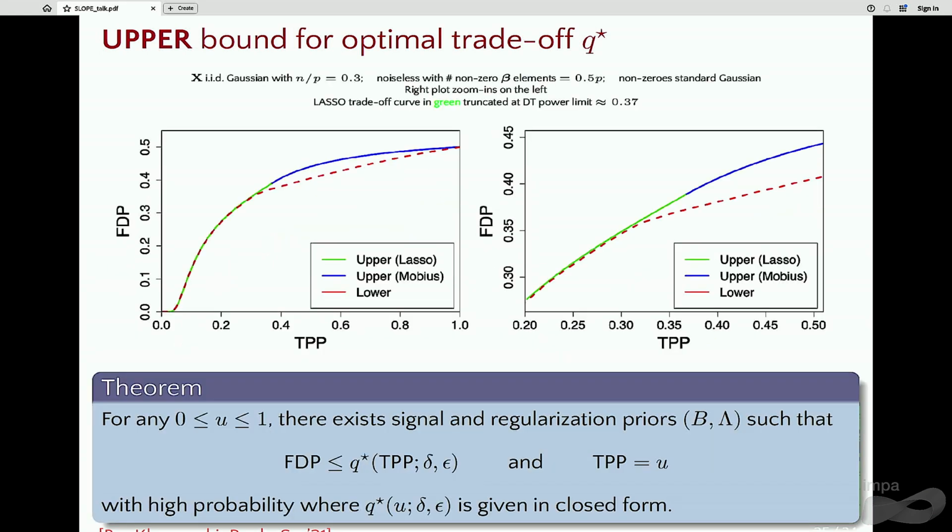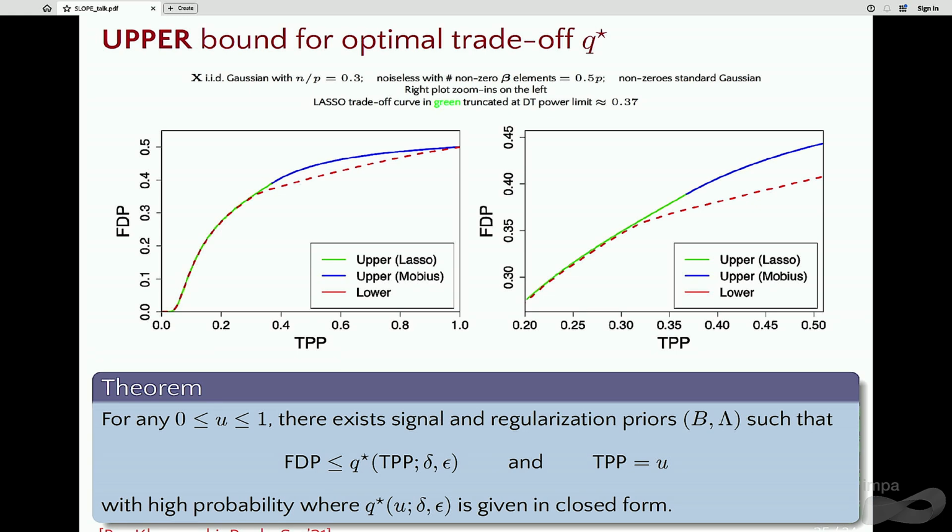First, if we look at the upper bound, what are we asking? For SLOPE, the lasso is a specific instance. So the lasso curve can serve as an upper bound for SLOPE. We know that if lasso can achieve this TPP FDP pair, then SLOPE can at least do it as well, and perhaps better. The green part of the curve is just the lasso curve, which serves as a trivial upper bound for SLOPE, but it stops at some point because of that Donoho-Tanner phase transition, that TPP upper bound.